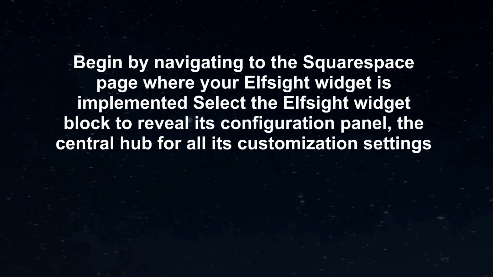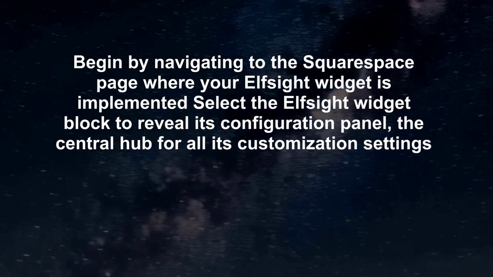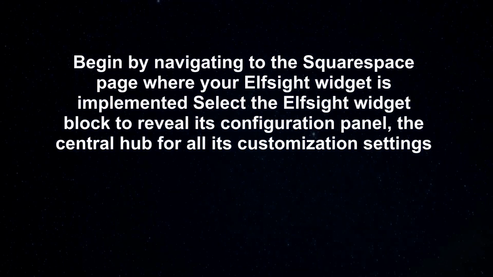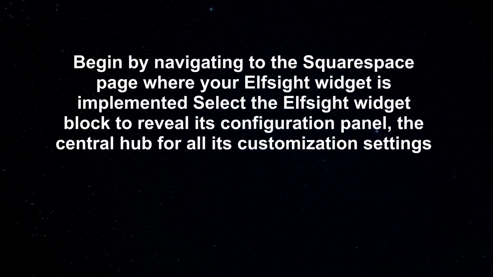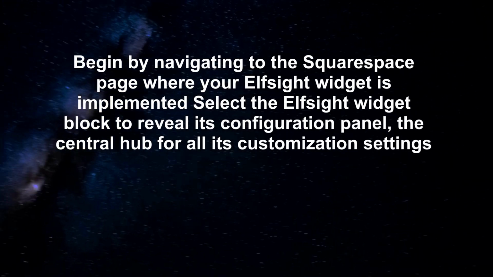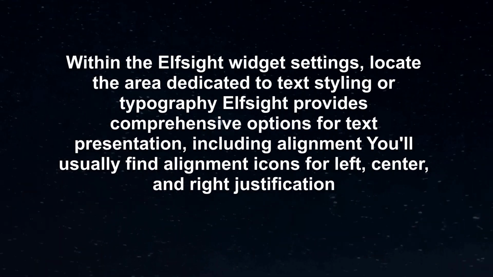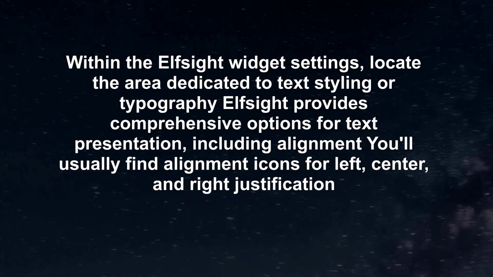Begin by navigating to the Squarespace page where your Elfsight widget is implemented. Select the Elfsight widget block to reveal its configuration panel, the central hub for all its customization settings. Within the Elfsight widget settings, locate the area dedicated to text styling or typography.